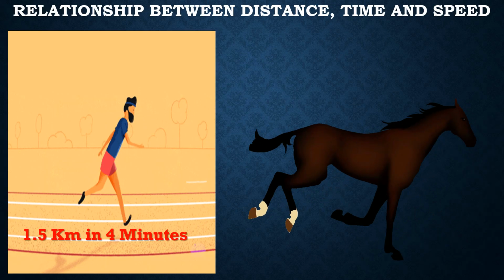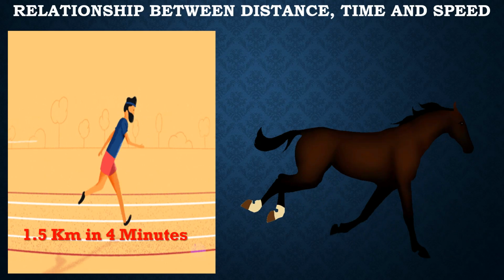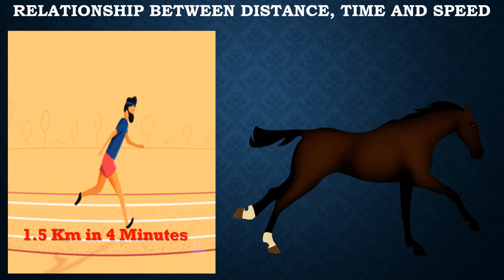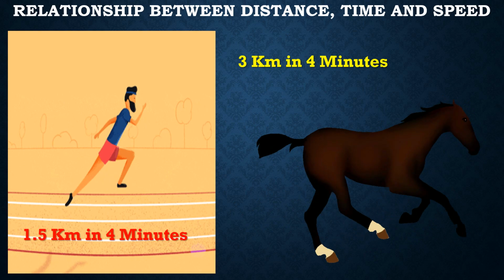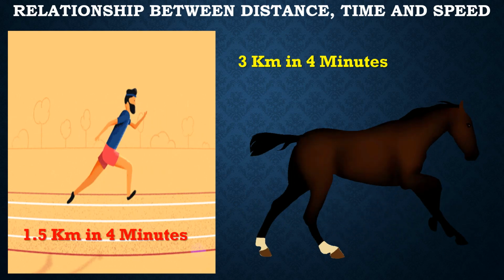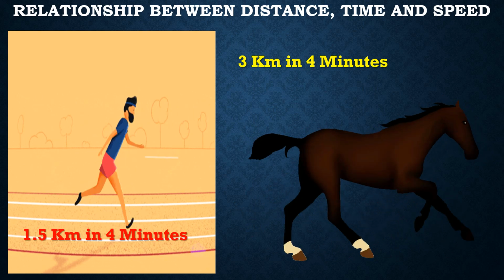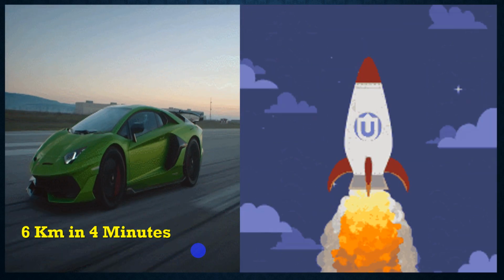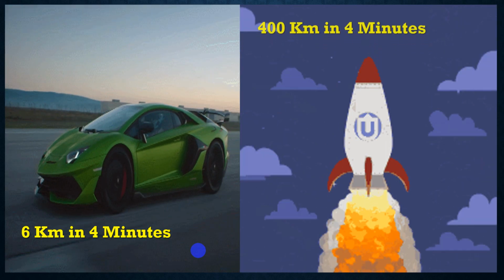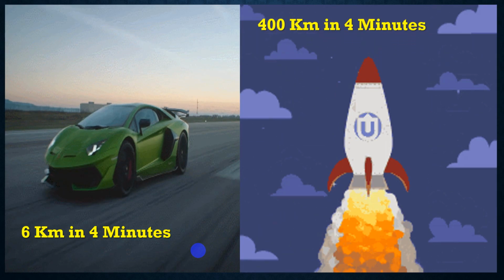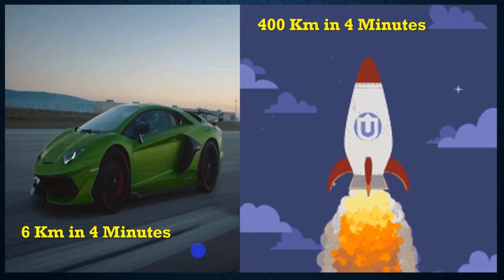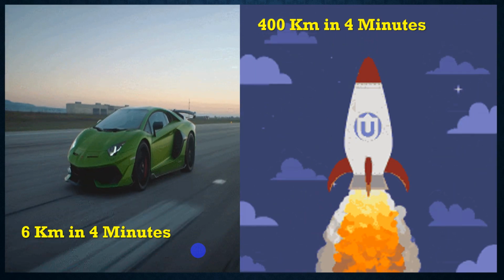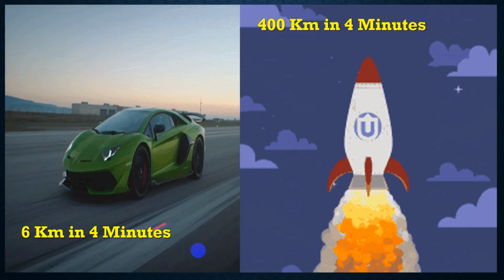So, if we have a runner, a horse which can run 3 kilometers in 4 minutes, a car which can travel 6 kilometers in 4 minutes, and a rocket which can travel 400 kilometers in 4 minutes, all of them can travel these different distances in the same amount of time.